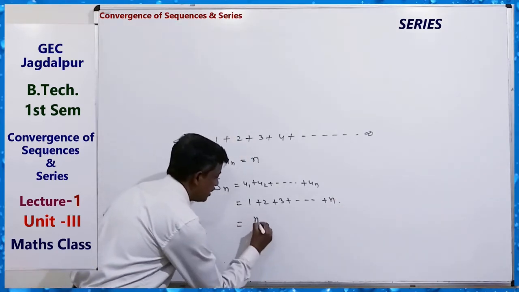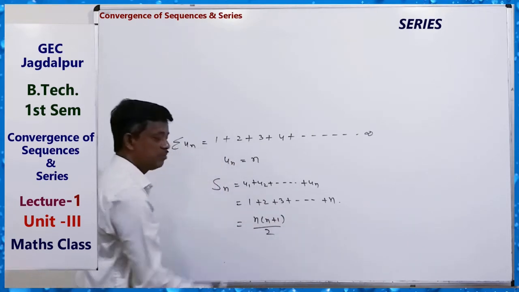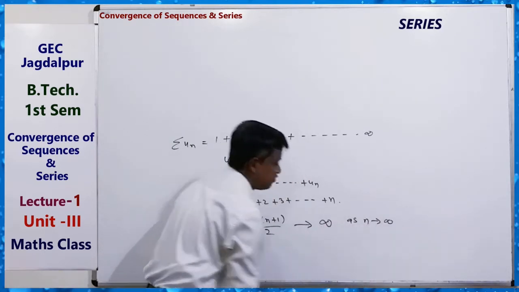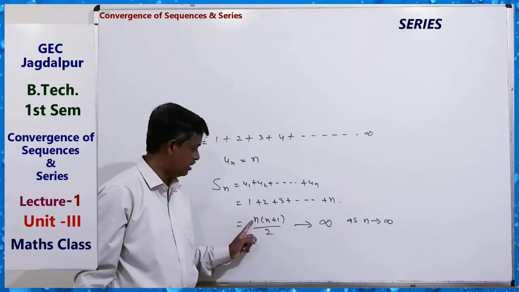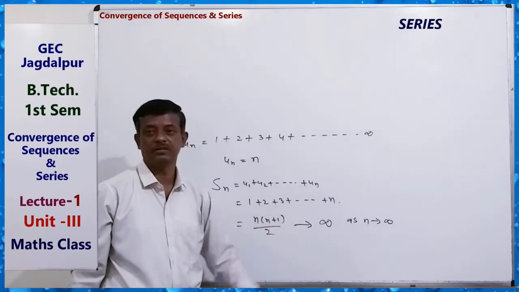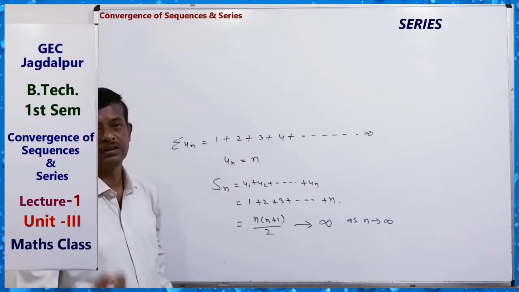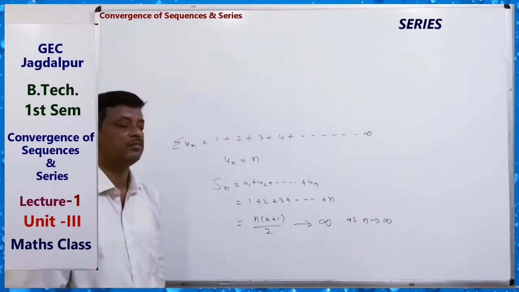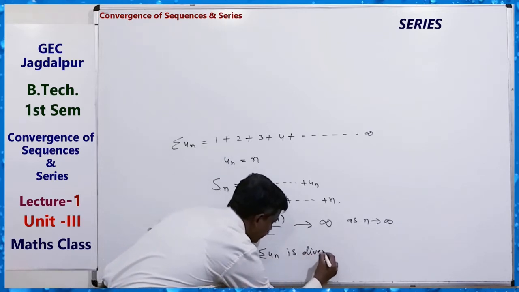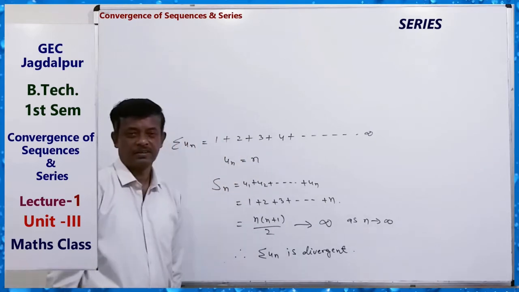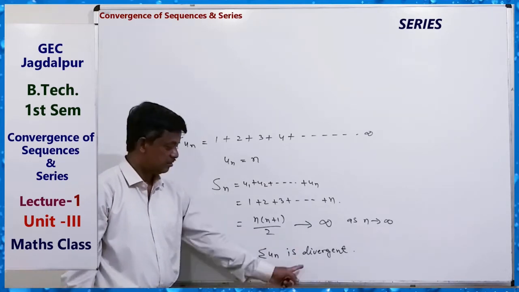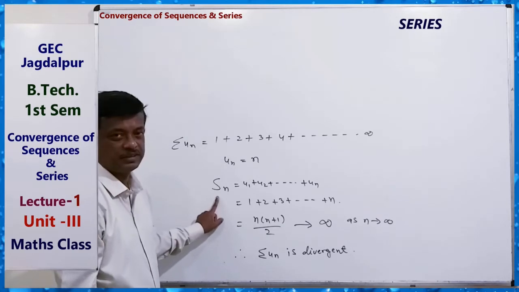We know the sum of the first n natural numbers is n(n plus 1) by 2. So this tends to infinity as n tends to infinity. Very clear, because the denominator is 2 and the numerator n(n plus 1) tends to infinity. So this series is not convergent. Therefore the series is divergent, because Sn tends to infinity. Sn is the partial sum.